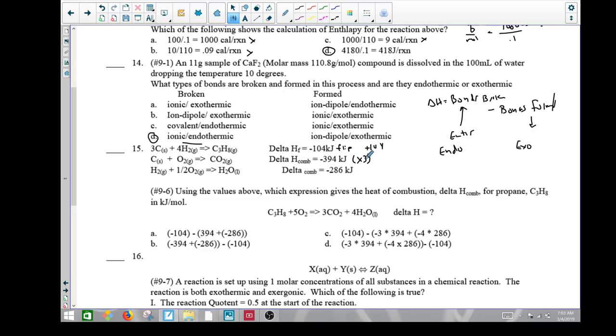I don't have a calculator. I could punch it out, not that it matters. Okay, we'll leave it. And it's going to be negative. Then this one again is not in the problem, so you could check canceling intermediates. But I have water here. Water is a product. I got 1. I need this thing times 4.